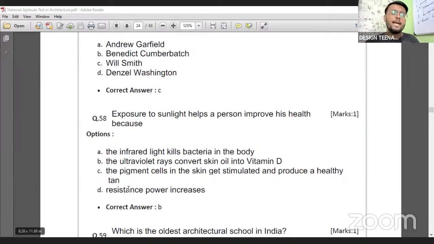Then you compare whether other options can be an answer. Resistant power increases? There is nothing related to sunlight where resistant power increases. If that were the case, people who farm would be more resistant, and people sitting in an office job would have no resistance. The pigment cell in the skin gets stimulated and produces a healthy tan? Never, otherwise there wouldn't have been an invention of sunscreen. Infrared light kills bacteria in the body? There is no such proof. Some concepts came up during COVID, but nothing was scientifically proven. Those were absolutely wrong. So you got your answer.